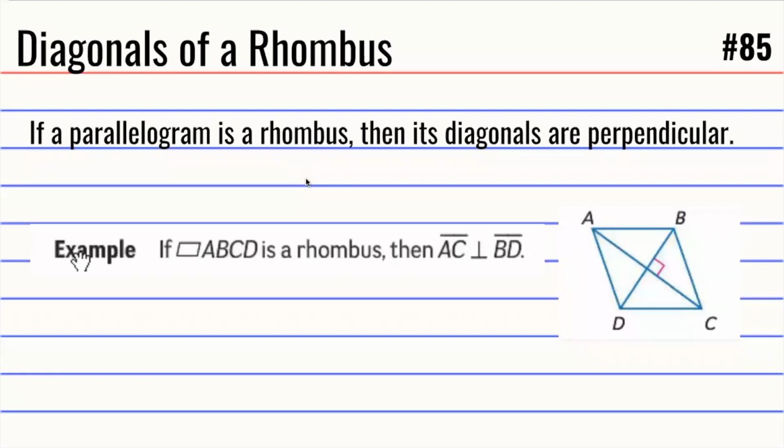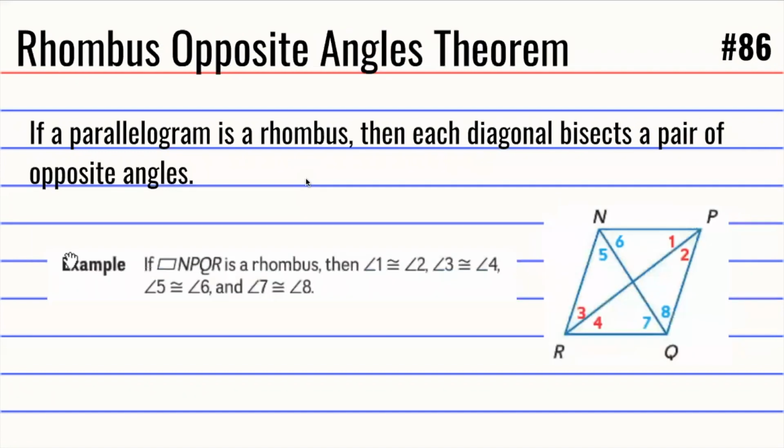If a parallelogram is a rhombus, then its diagonals are perpendicular. So this is rhombus ABCD. The diagonals are perpendicular, so AC is perpendicular to BD. If a parallelogram is a rhombus, then each diagonal bisects a pair of opposite angles.